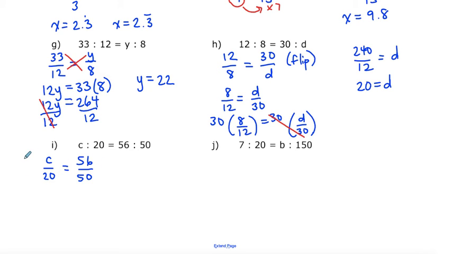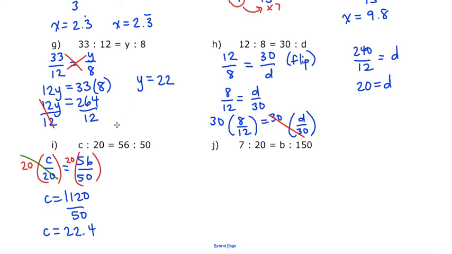Some people will at this step show that you're multiplying by 20 here, so they just write that in quickly, and then they would cross those ones out. And then they would write C is equal to 20 times 56, which is 1,120, and divide that by 50. Using your calculator, you get an answer of 22.4. So there are lots of different strategies to solve for those unknowns.